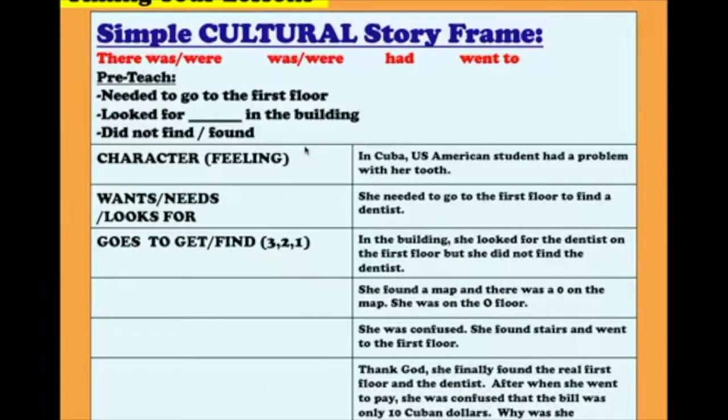She found stairs and went to the first floor. Thank God. She finally found the real first floor and the dentist. After, when she went to pay, she was confused that the bill was only 10 Cuban dollars. Why was she confused? And I would build in a cultural lesson here.